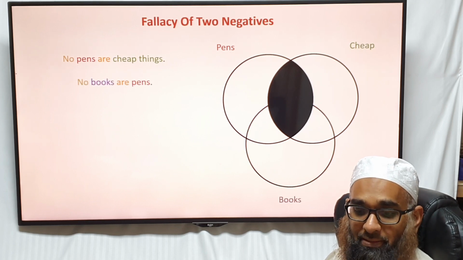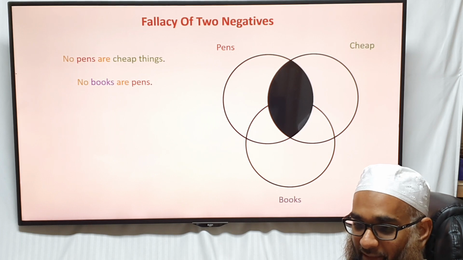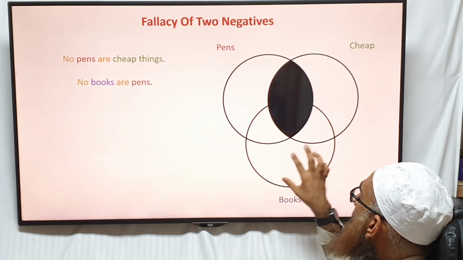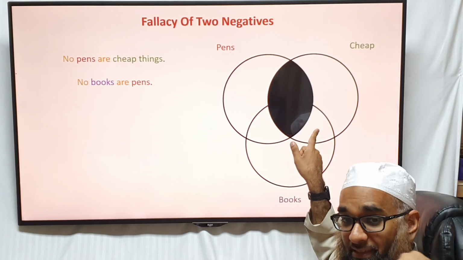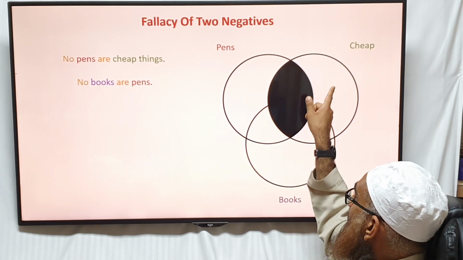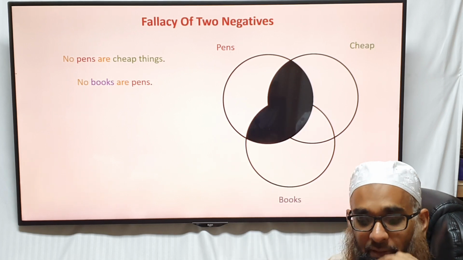And then no books are pens. So then what should we shade out in here? No books are pens? Number 6, the left center. 1, 2, 3, 4, 5, 6. No books are pens. Yeah, that one. We shade that one out.